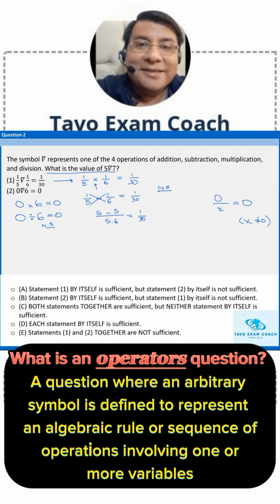Only when we say that the 2 statements are considered to be true at the same time is when the triangle, the inverted triangle, means the unique operation, the multiplication, right? So the 2 statements together are sufficient, but not each statement alone. Correct answer would be C.